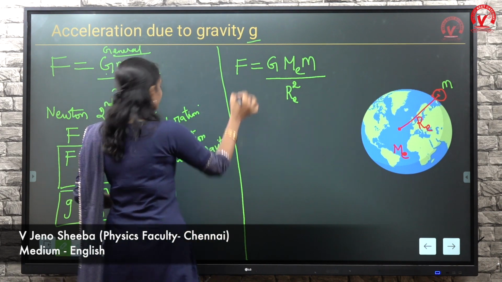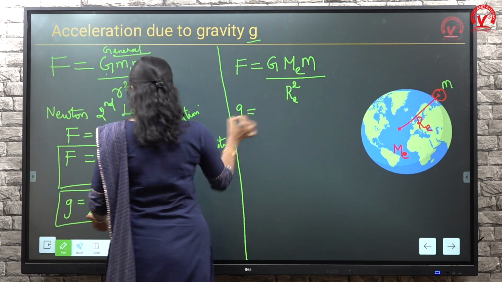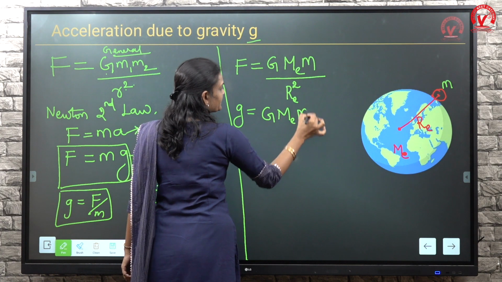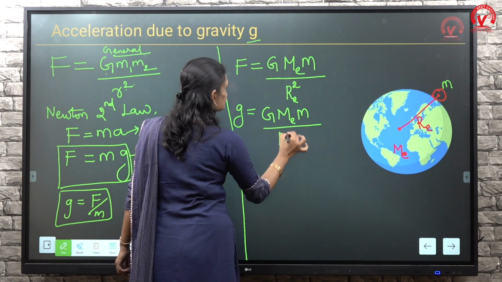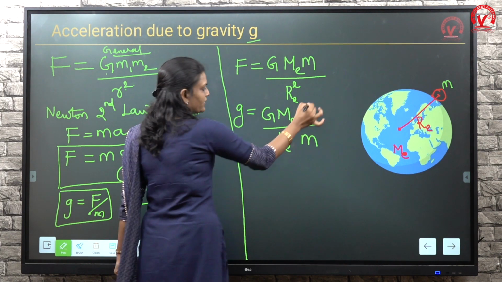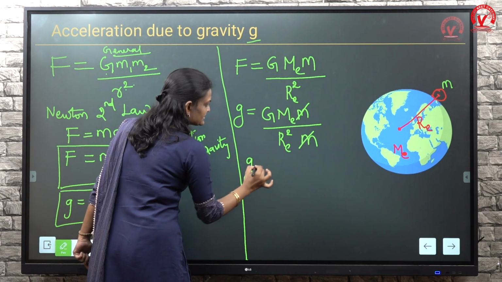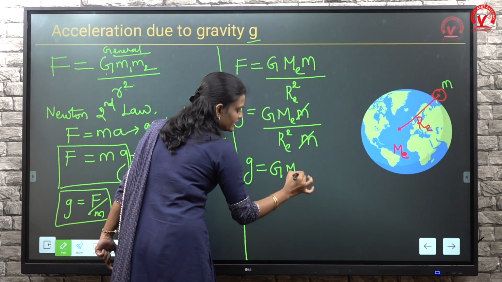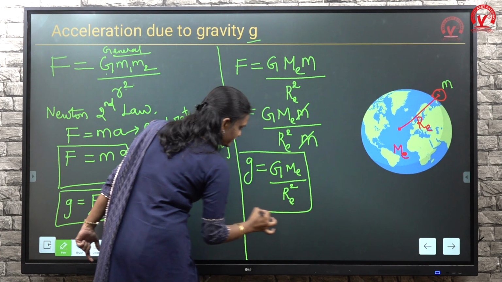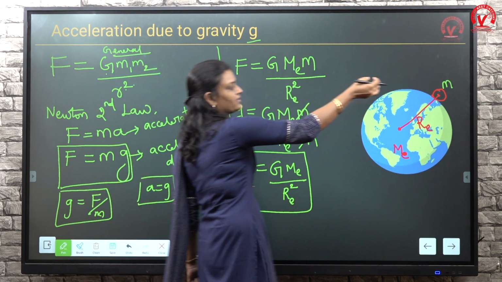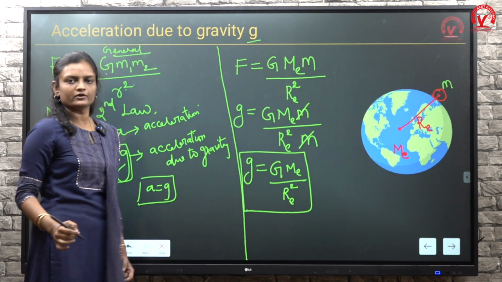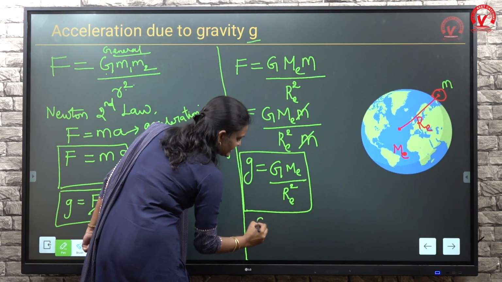Now we can write g is equal to, substituting in this equation, g is equal to G Me m divided by Re square, that is the force, and here we have one mass, that mass m. Now cancel this mass. Now g is nothing but G Me divided by Re square. This is the acceleration due to gravity g when the object is placed on the surface of the earth. We have the constant value for g.